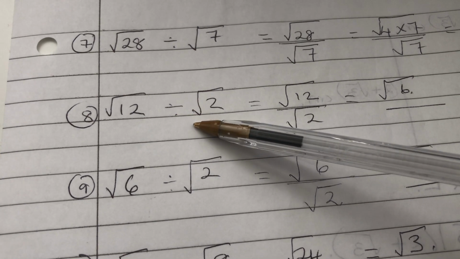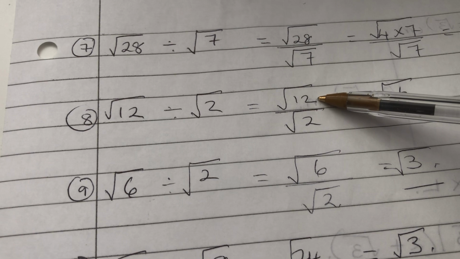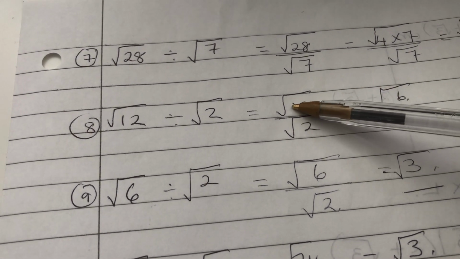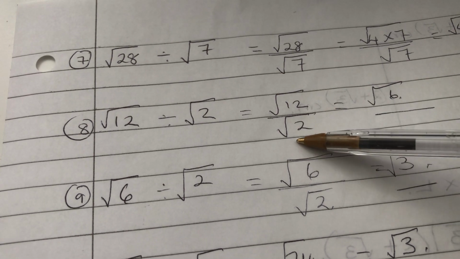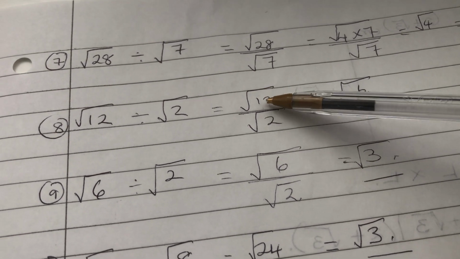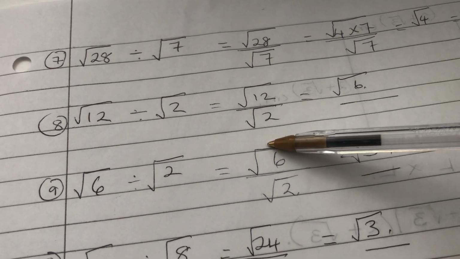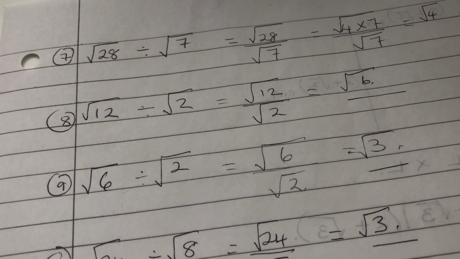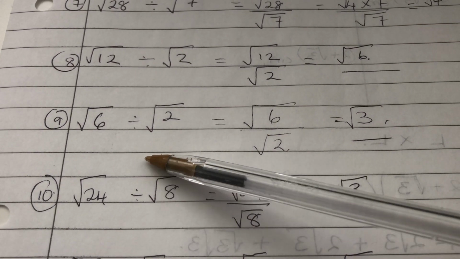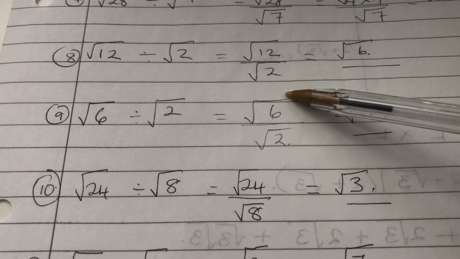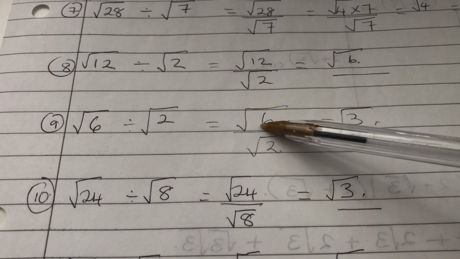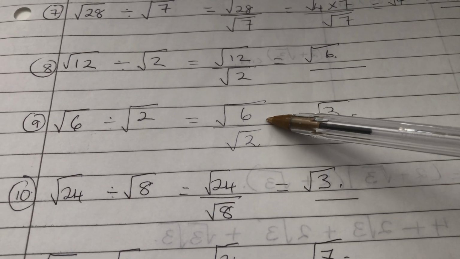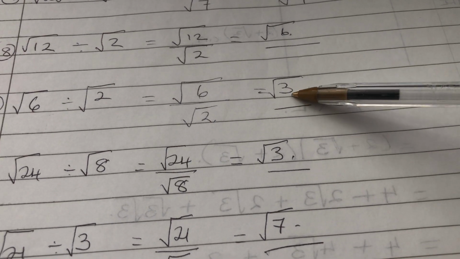Root of 12 divided by root 2. So here, I'm going to do 6 times 2 instead of 4 times 3, because if I do root 4 times root 3, it cannot take care of root 2, okay? So 6 times 2, then the numerator root 2 will take care of the denominator root 2, okay? So now my answer becomes root of 6. Okay, now root 6 divided by root 2. So because of the root 2, I'm going to do 3 times 2. So the numerator and the denominator, the roots are going to take care of themselves. So my answer will be root 3.